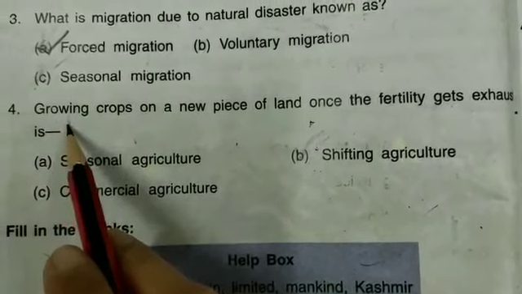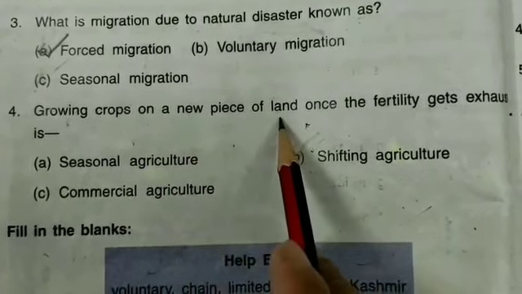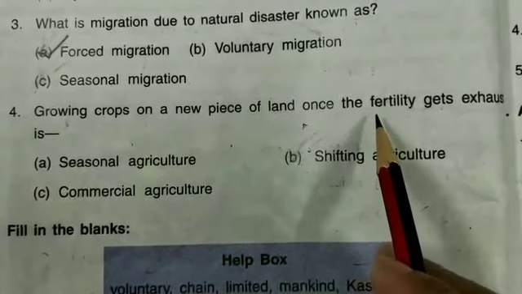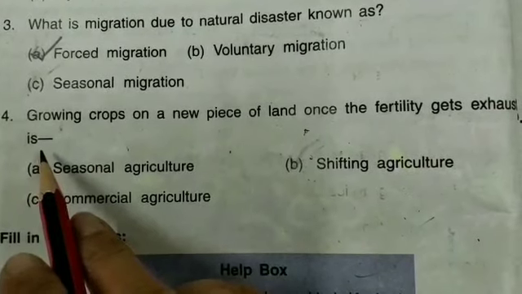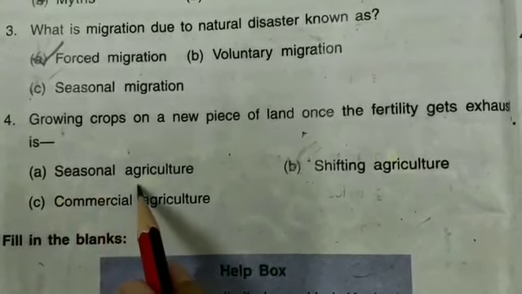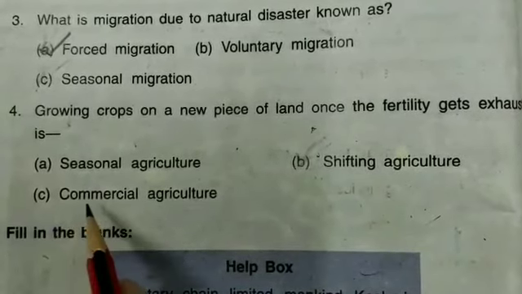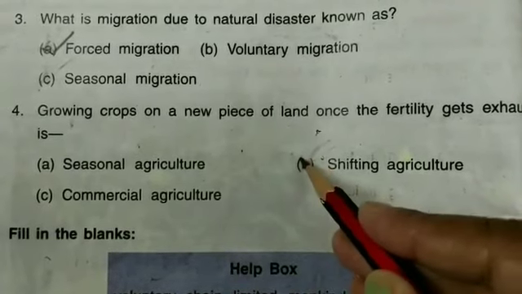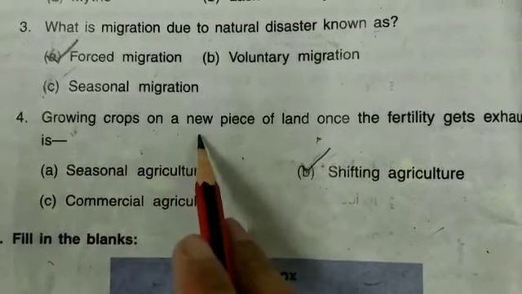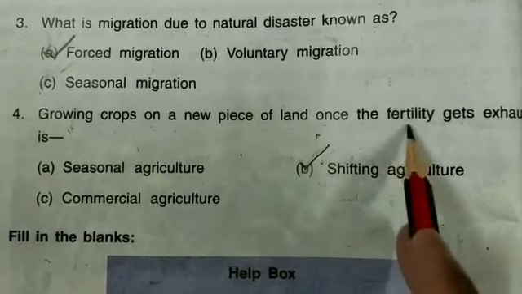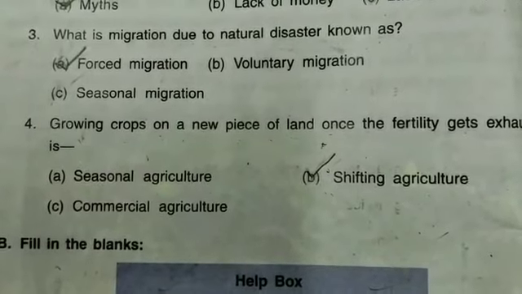Fourth, growing crops on a new piece of land once the fertility gets exhausted is what? Options: A. seasonal agriculture, B. shifting agriculture, C. commercial agriculture. The answer is B. shifting agriculture. Growing crops on a new piece of land once the fertility gets exhausted is shifting agriculture. So dear students, we have done Exercise A.